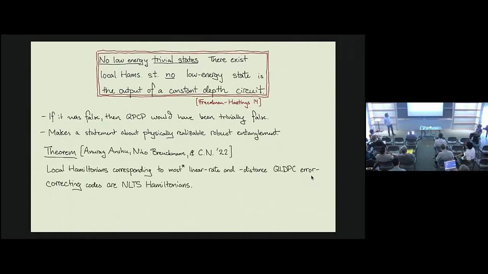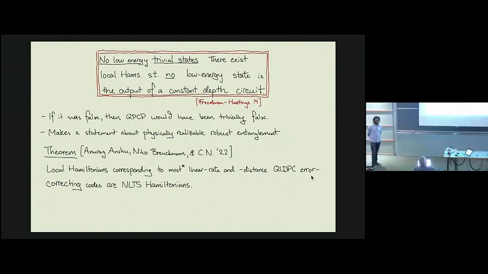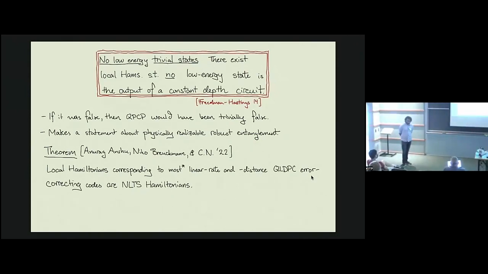And so the result of my paper earlier this summer with Anurag and Nico was that local Hamiltonians that correspond to most, I'll say with an asterisk, linear rate and distance quantum LDPC codes are NLTS Hamiltonians. Error correction is a way of proving that these Hamiltonians with these robust properties exist. And a priori, I think this is a little surprising.